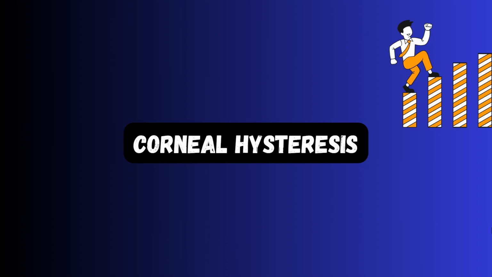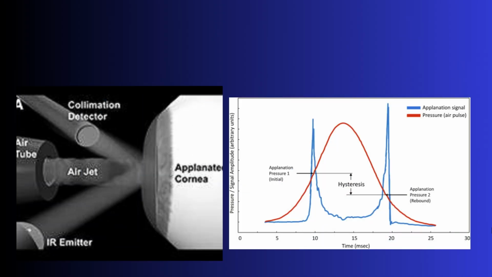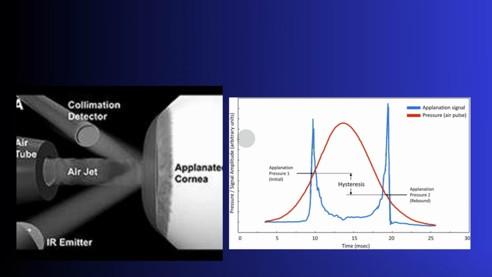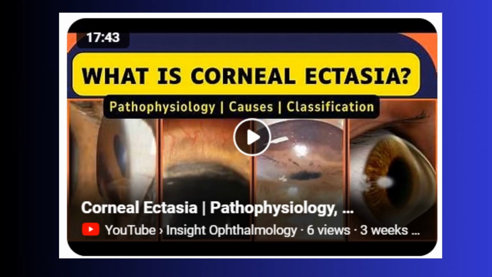Number one is corneal hysteresis. Did you know that your cornea also has a shock absorbing ability? So that's what we call corneal hysteresis, which is a biomechanical property that reflects how well the cornea will resist or absorb external forces. We discussed this in our video on what is corneal ectasia and how corneal ectasia develops, wherein we discuss the biomechanical properties of the cornea.